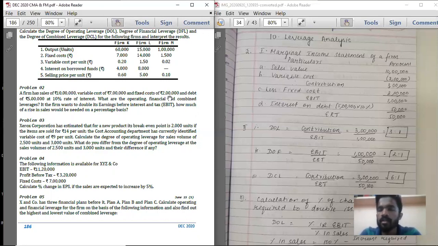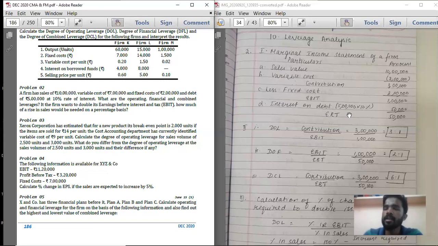Now underline it. 1 lakh minus 50,000, underline it, 50,000. Below that, in respect of that 50,000, EBT, earnings before tax. So what have we found? We have found the contribution, the EBIT, and the EBT. With this we can find all three formulas, right?